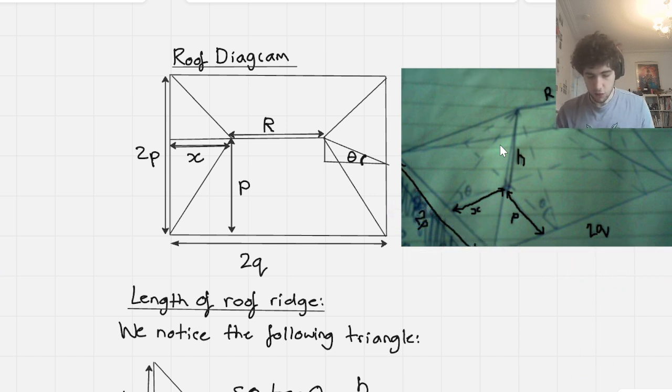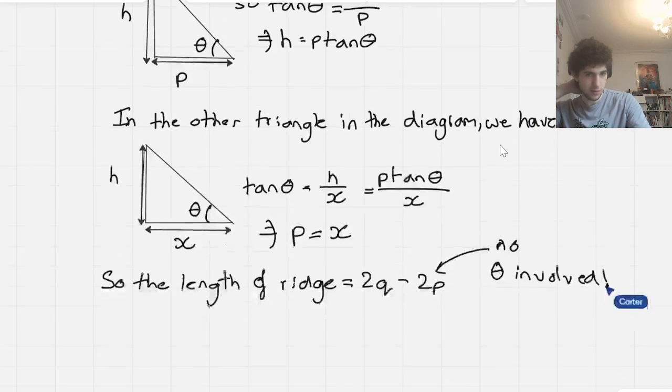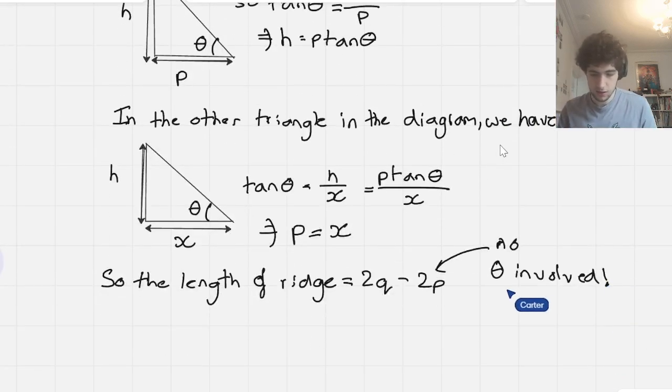So that's the length of the roof ridge, right? And clearly 2q minus 2p, there's no theta involved, right? So no theta involved, which is good, right? That's exactly what we wanted. So that's telling us that we probably have the correct answer.